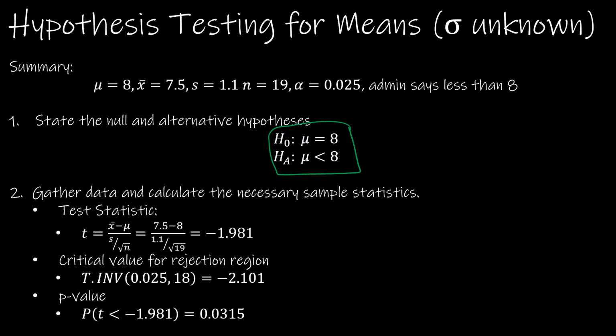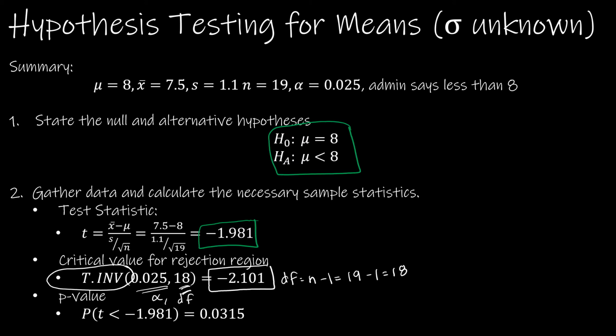So our t-score is negative 1.981, and our critical value is now using t inverse instead of norm inverse. So remember, when we do a t inverse, it's okay just to use alpha, and then of course the degrees of freedom. And remember that the degrees of freedom is n minus 1. So in this case, it was 19, which was n minus 1, or 18. So that's where that 18 came from. And then of course, that was alpha. So alpha, comma, degrees of freedom. That gives us our critical value of negative 2.101.